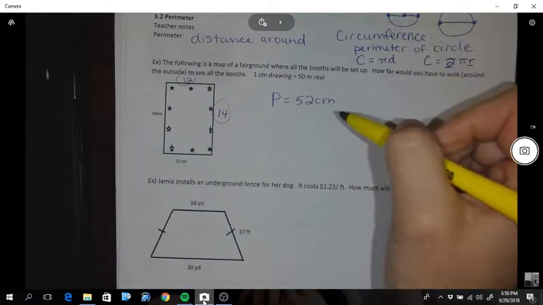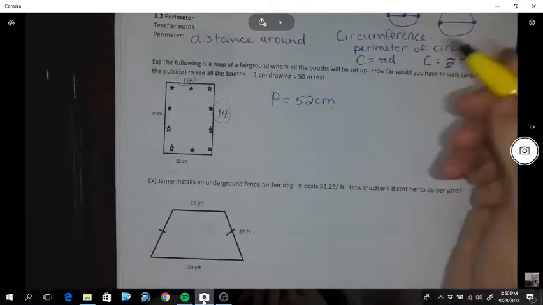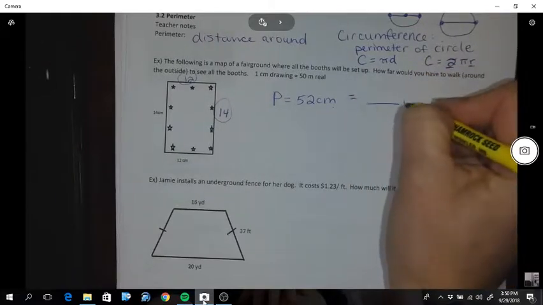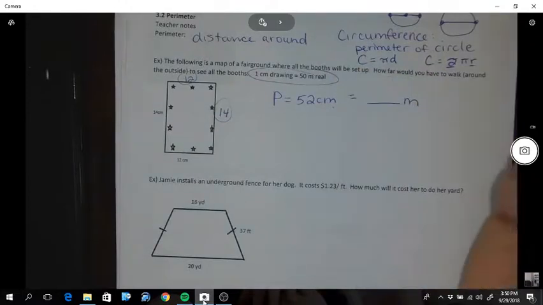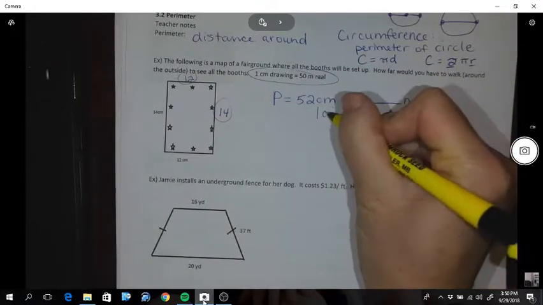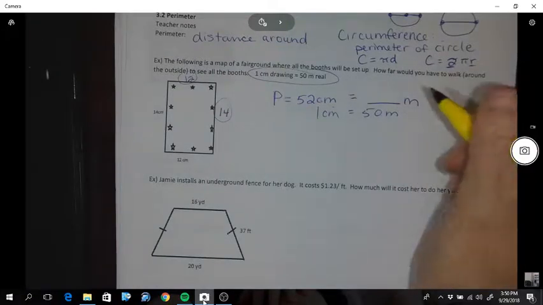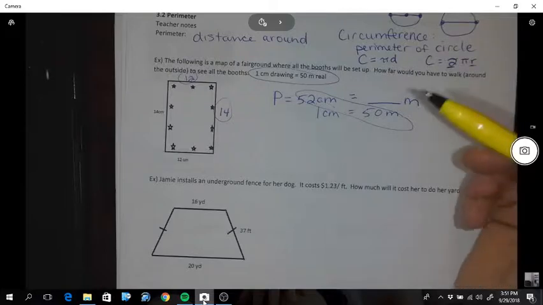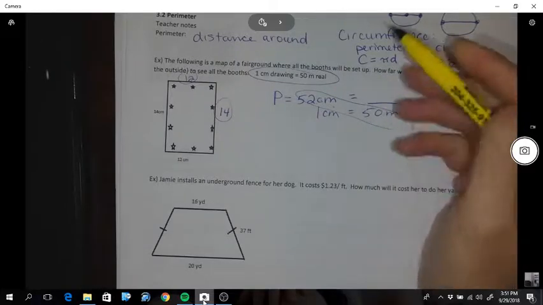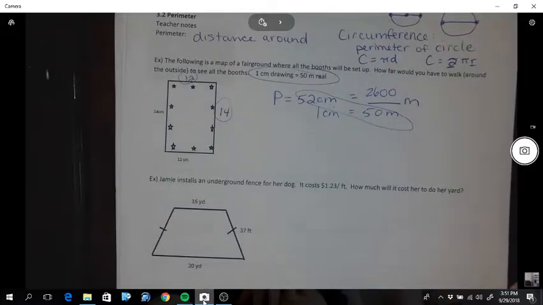Okay, but that's not how far I'm walking, right? That's not a realistic amount of walking for you. How many meters is that going to be? Now we use this. We know 1 centimeter on this drawing is equivalent to 50 meters in real life. So 52 centimeters on the drawing times 50, you get 2,600 meters.